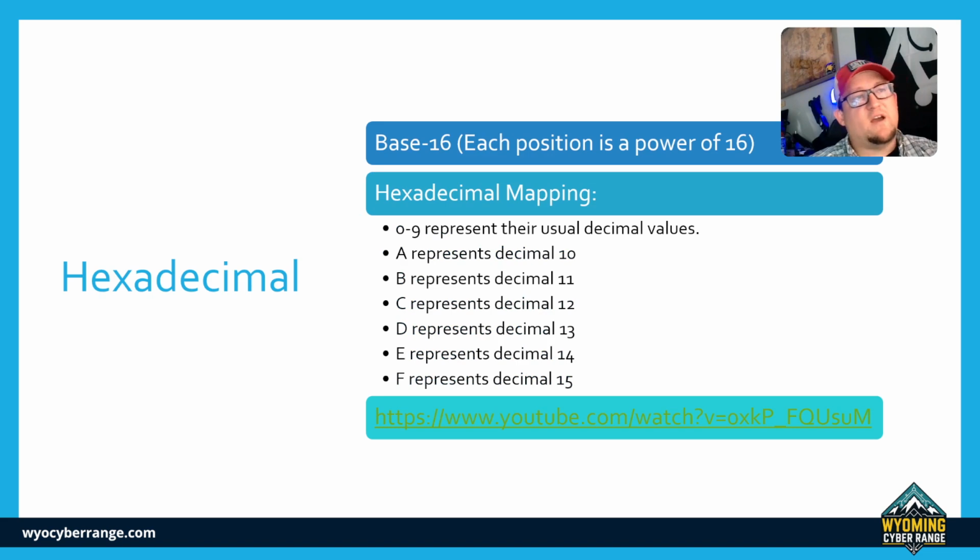The next one I want to talk about is going to be hexadecimal. Hexadecimal is counting to 16. So instead of 2 or 10, we're counting to 16. 0 through 9 represent their same values, but now we introduce letters into this. We're going to introduce 10 through 15, and 10 through 15 is going to be represented as A, B, C, D, E, F.